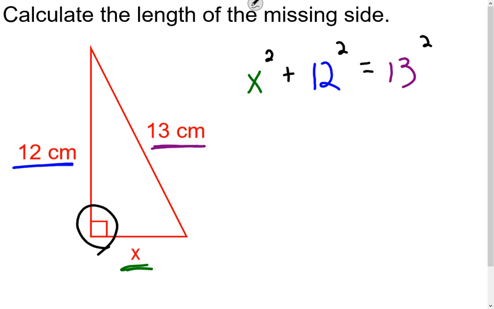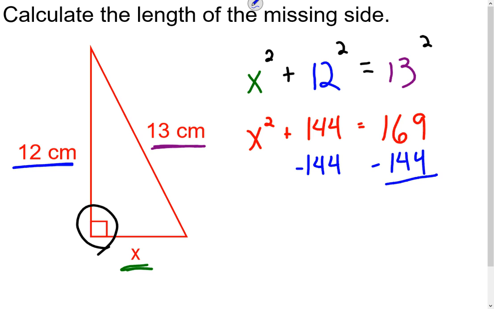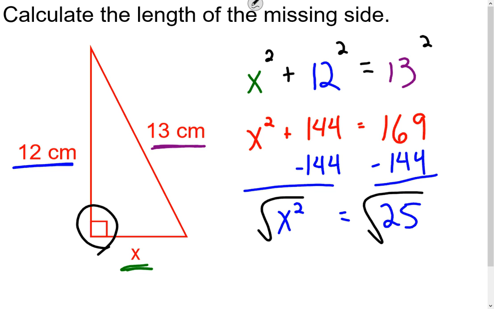So now we have a little equation. We know how to solve that, so it's just a matter of solving it. So we have x squared plus 144 equal to 169. Subtract the 144 from both sides, so we get the x squared all by itself. And now we have x squared equal to 25. We need to get rid of that square on the x, so we take the square root of both sides.